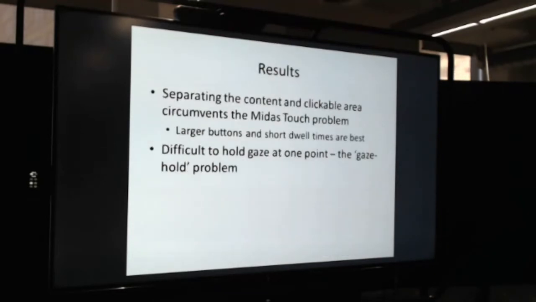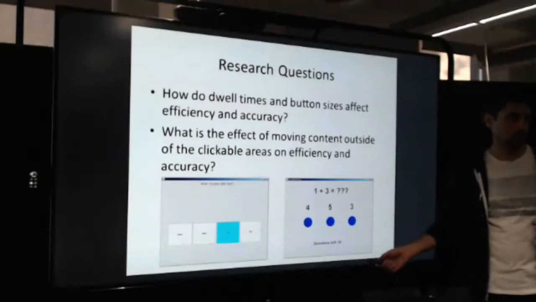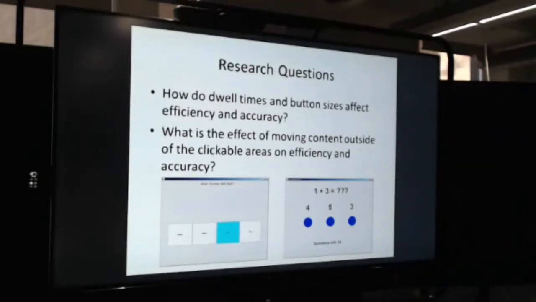The results seem to indicate that separating the content completely took care of the Midas touch problem. Nobody would look at the wrong circle. So basically, we would completely get rid of that inadvertent clicks problem.